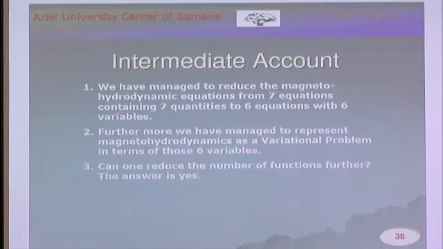Okay, what do we have? We have managed to reduce the magnetohydrodynamic equations from 7 equations containing 7 quantities to 6 equations with 6 variables. Furthermore, we have managed to represent magnetohydrodynamics as a variational problem in terms of those 6 variables. A question now is, can we reduce the number of functions even further? And the answer is yes.